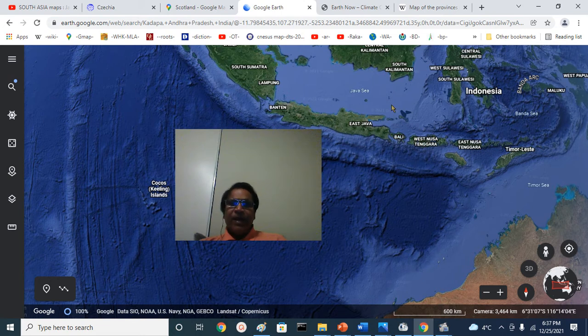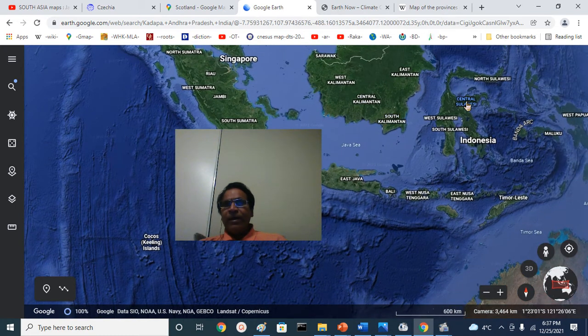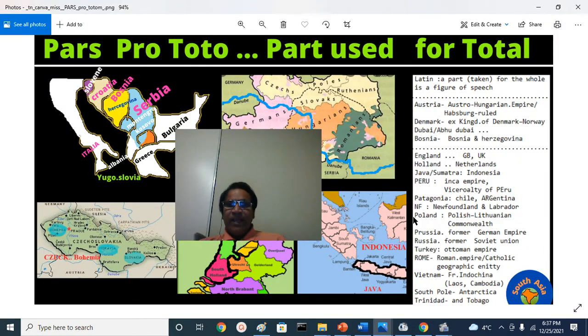So there are many islands in the archipelago of Indonesia. Sumatra, Java, Borneo, and Celebes are only a few among them. The point here is, even though Java is a small part of Indonesia, it is used synonymously with Indonesia. That is pars pro toto. Java or Sumatra is sometimes used as a substitute for the bigger whole, Indonesia.